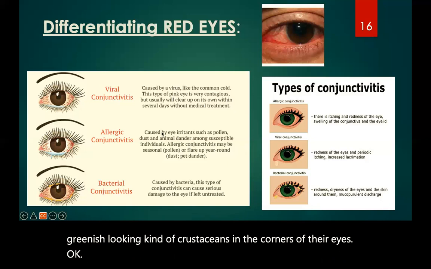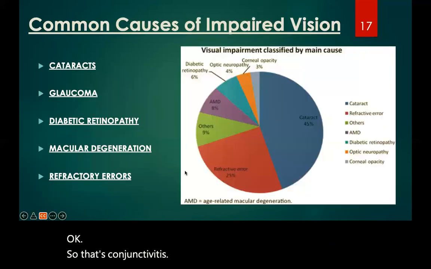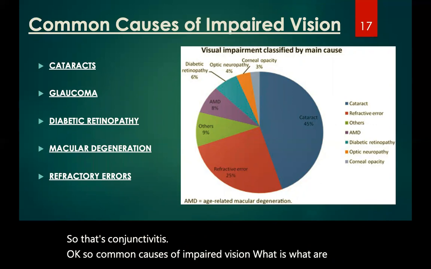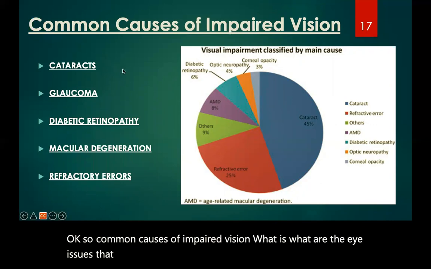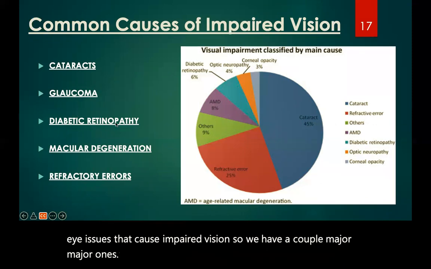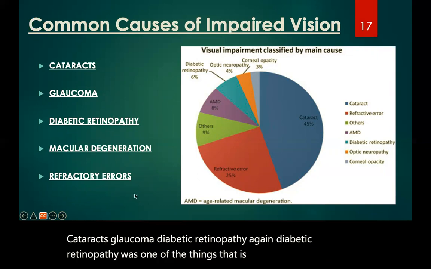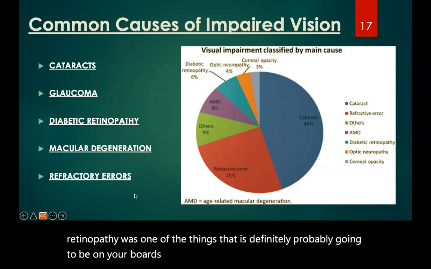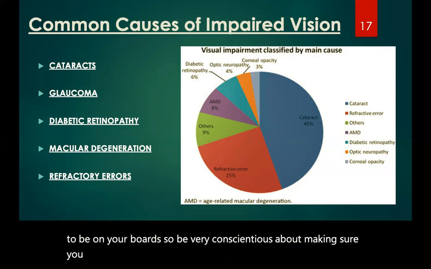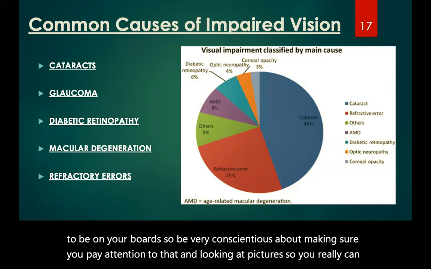So that's conjunctivitis. Okay, so common causes of impaired vision. What are the eye issues that cause impaired vision? So we have a couple of major ones. Cataracts, glaucoma, diabetic retinopathy. Again, diabetic retinopathy is definitely probably going to be on your boards. So be very conscientious about paying attention to that and looking at pictures so you really can visually understand what exactly it looks like.